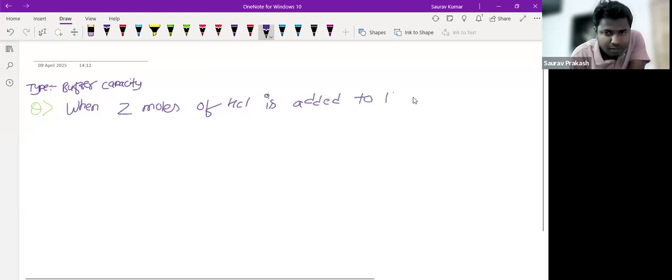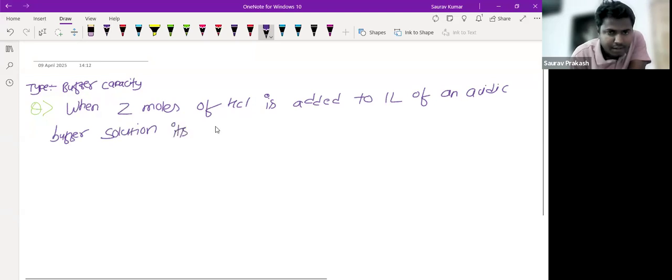to 1 liter of an acidic buffer solution, its pH changes from 3.9 to 2.4. Find its buffer capacity.